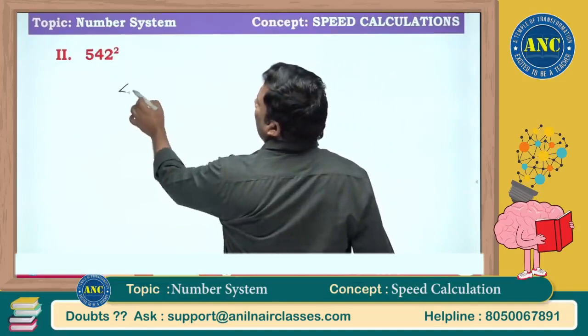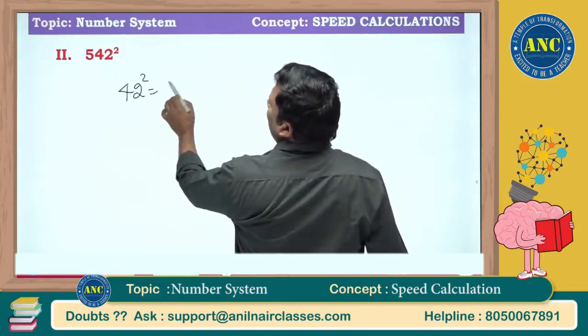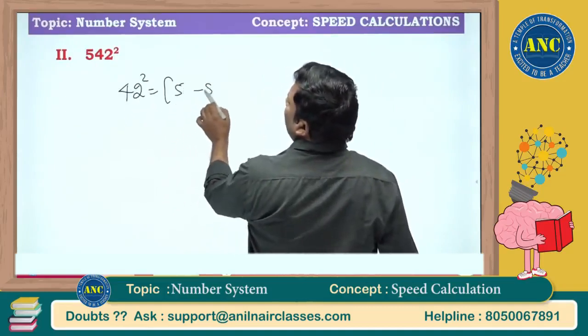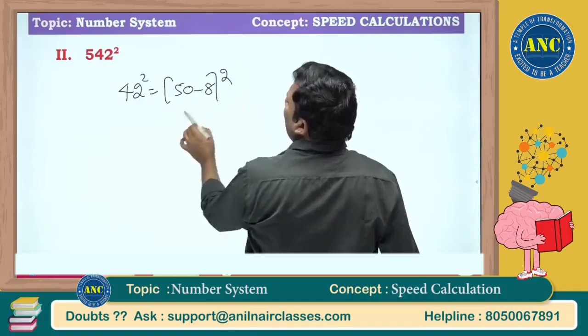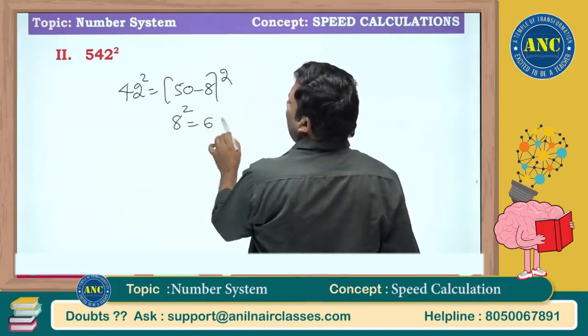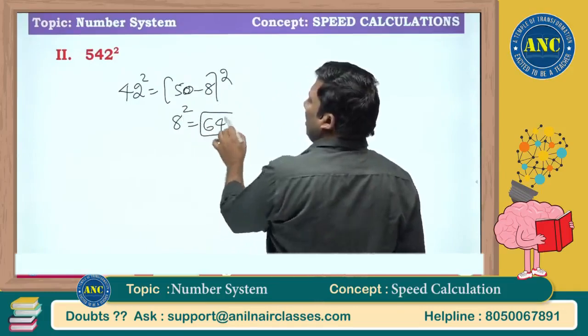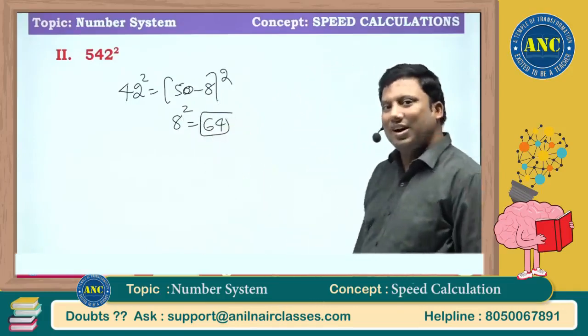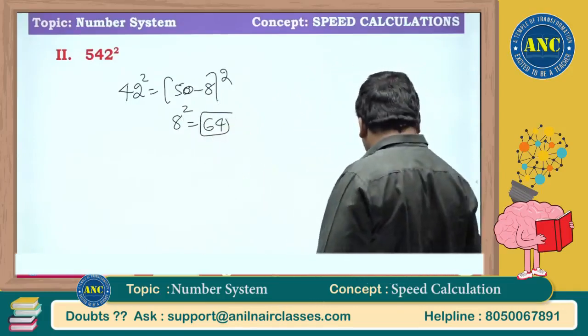542 square. Only the last 2 digits we require. 42 square, which is 50 minus 8 square. Last 2 digits will be 8 square. 8 square is 64. Idea clear?